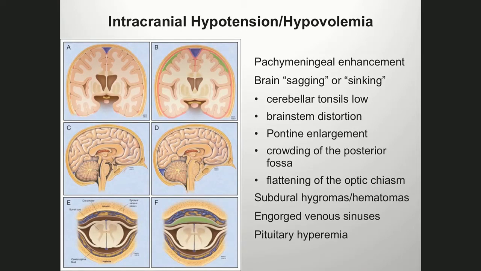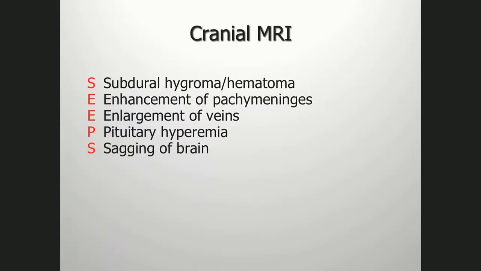Stated in a different order, this one is quite easy to remember, SEEPS: subdural hygromas or hematomas, enhancement of the meninges, the pachymeninges, the dural enhancement, the enlargement of the veins, dural sinuses, pituitary engorgement or hyperemia, and brain sagging.